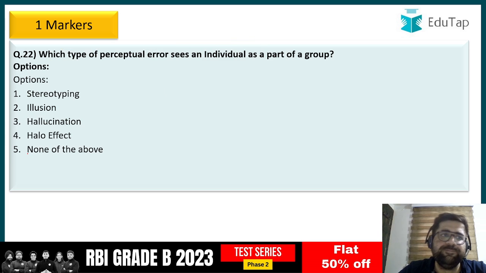Okay, my friends. Question 22. Which type of perceptual error sees an individual as a part of a group? Here, what is the key theme? As a part of the group. So, this is stereotyping.